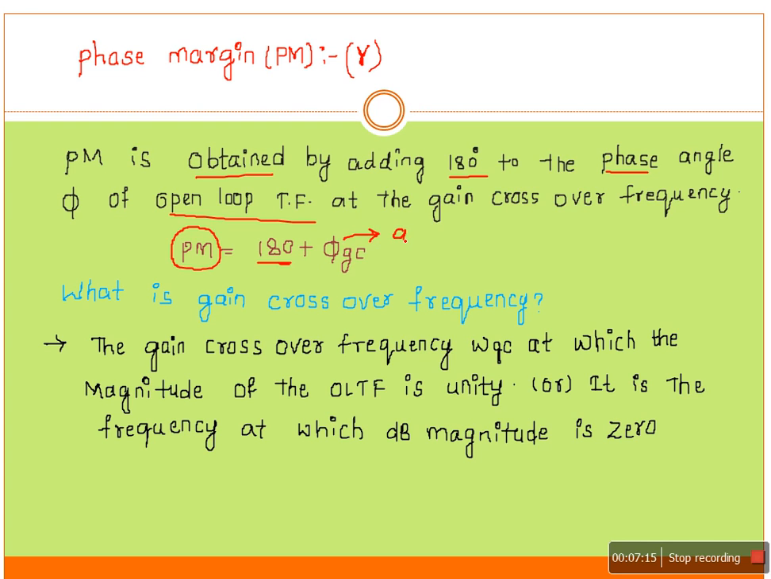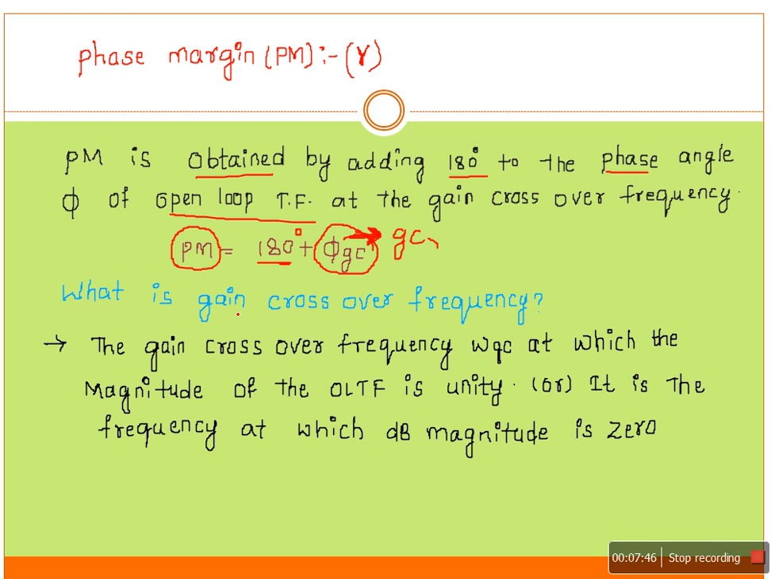gain crossover frequency. Once again I am repeating, the phase margin is obtained by adding 180 degrees to the phase of open loop transfer function, and the phase of open loop transfer function is calculated at the gain crossover frequency.